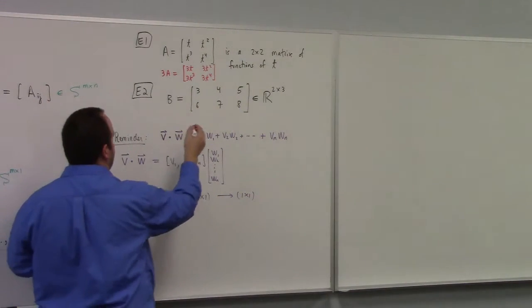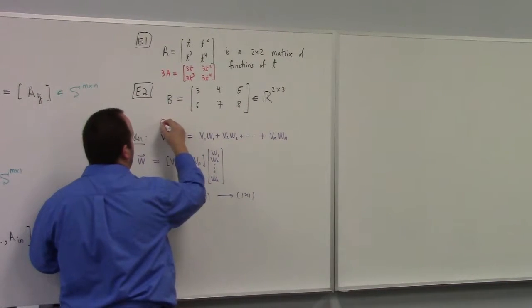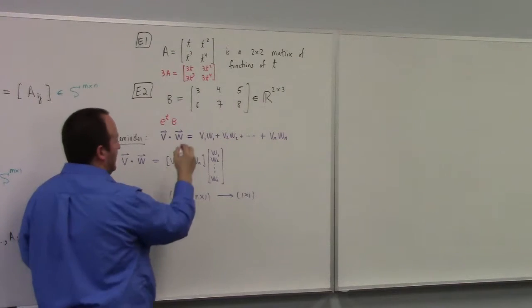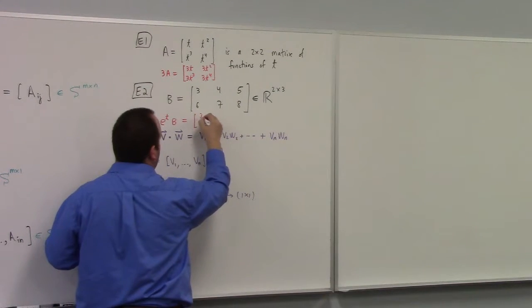Here, to give a slightly more interesting example up here, I could multiply b by the exponential function of time. I could multiply e to the t times b, and then that would give me a matrix of functions.